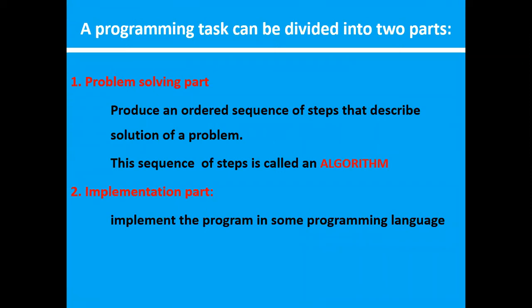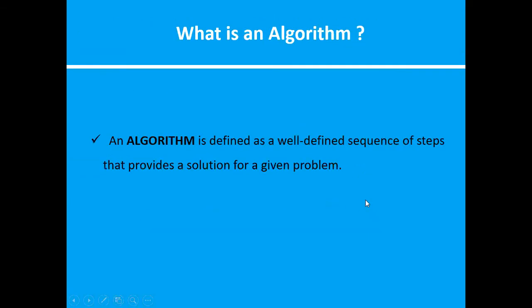So what is the meaning of a programming task? A programming task can basically be divided into two parts. First, a problem solving part, and second, an implementation part. The problem solving part produces an ordered sequence of steps that describe a solution of a problem. This sequence of steps is called an algorithm, whereas the implementation part implements the program in some programming language.